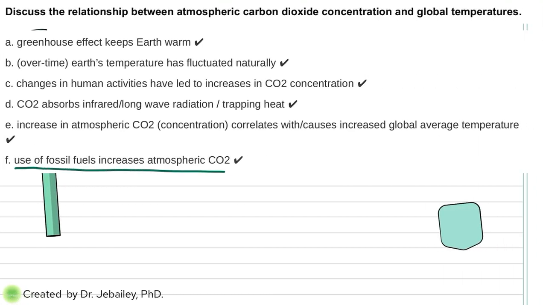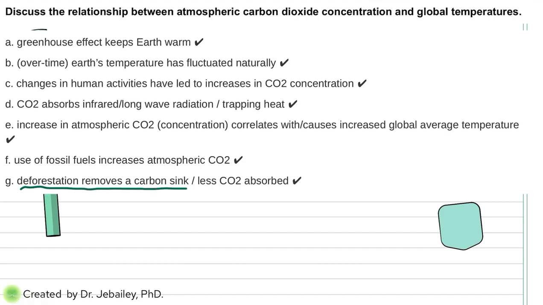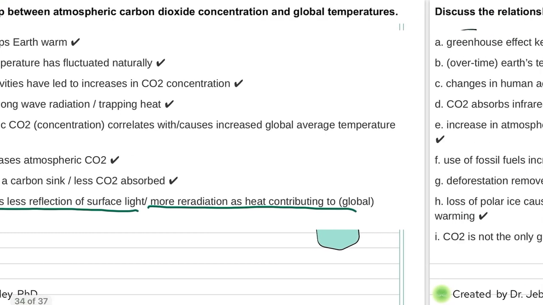Use of fossil fuels. That was when I told you about the combustion. When you're burning fossil fuels, you release CO2. Deforestation removes carbon sink, less CO2 absorbed. Again, human activity. When you're cutting the trees, they are not absorbing CO2, so that means more CO2 in the atmosphere. Less polar ice causes less reflection of sunlight, more absorption of heat, contributing to global warming. Of course, eventually the earth will become warmer, which will melt the ice.